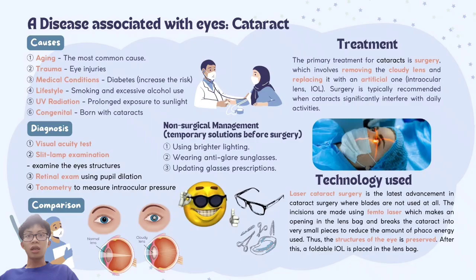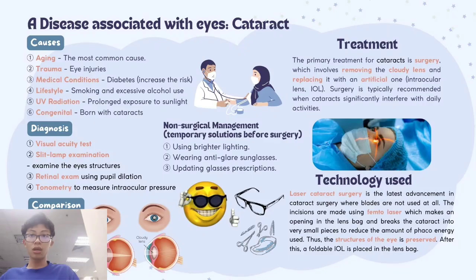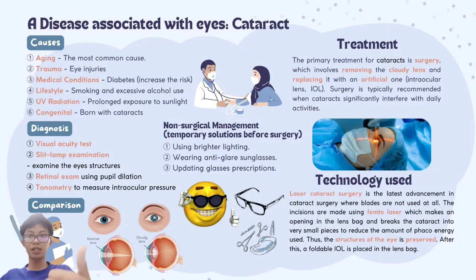And what's the treatment for cataract? Well, the primary treatment for cataract is surgery, which involves removing the cloudy lens and replacing it with an artificial one, which is called an intraocular lens, IOL. Surgery is typically recommended when cataracts significantly interfere with daily activities. As for temporary solutions before surgery, we can use brighter lighting, wear sunglasses, and update our glasses prescriptions.